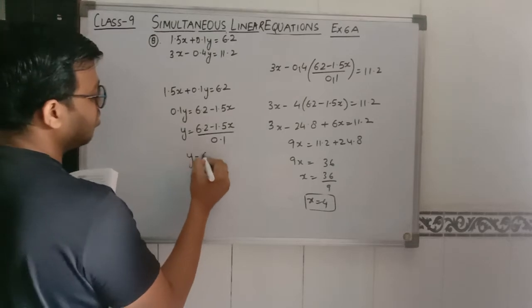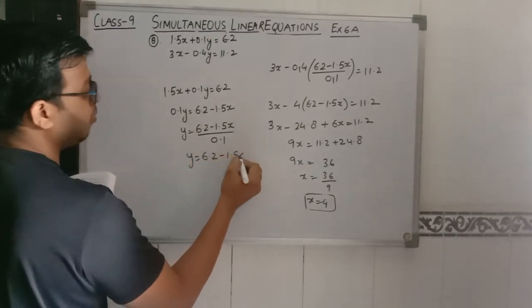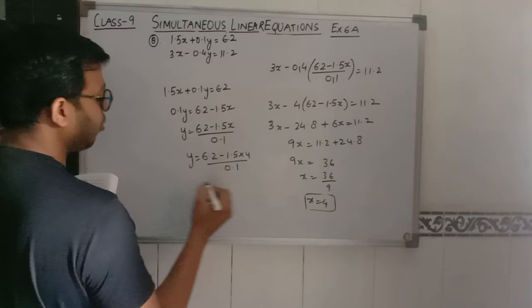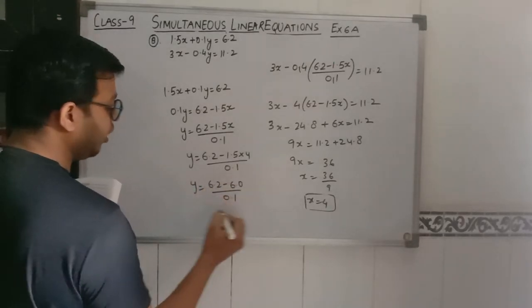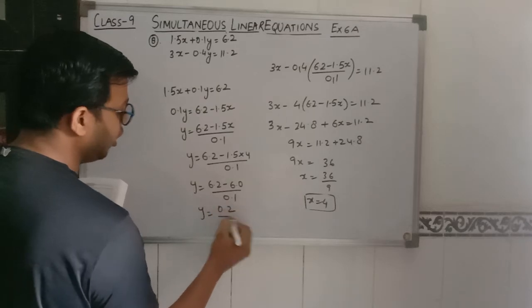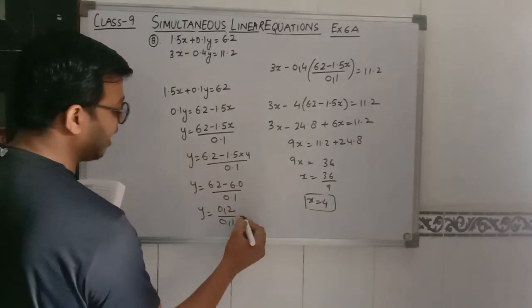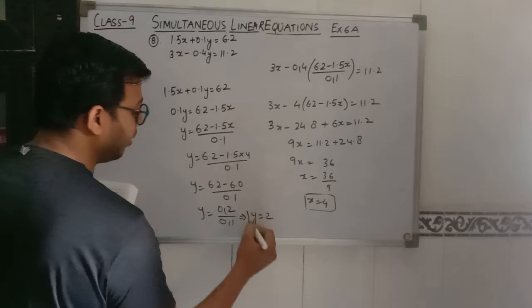Now place it here. y is equal to (6.2 minus 1.5 times 4) upon 0.1. So when you solve it, (6.2 minus 6.0) upon 0.1. So y is equal to 0.2 upon 0.1. The decimal will be cancelled. So the value of y will become 2.